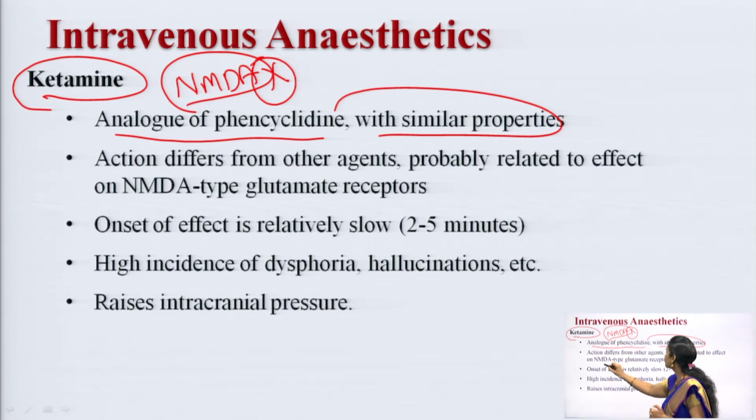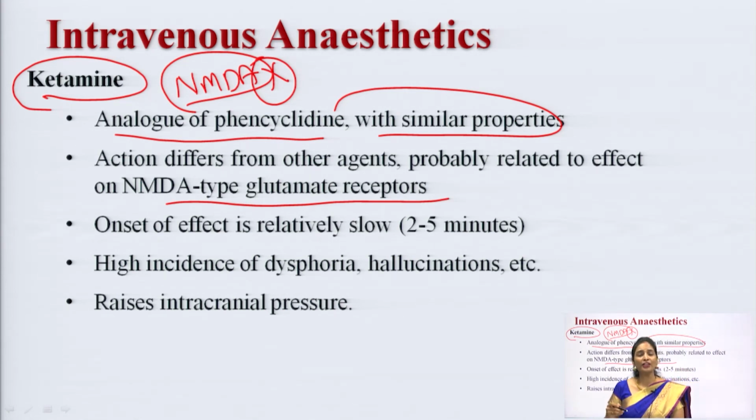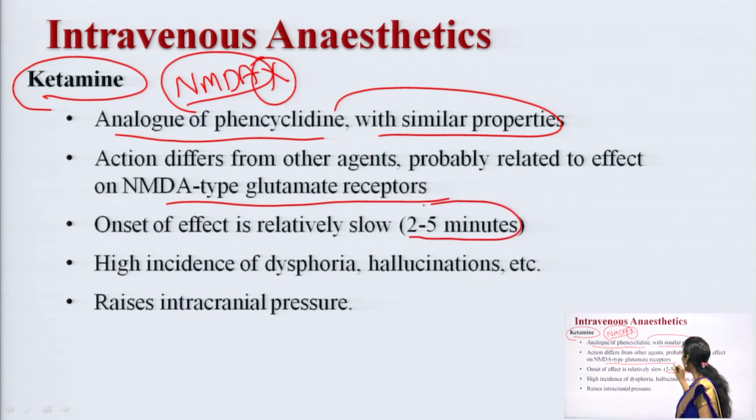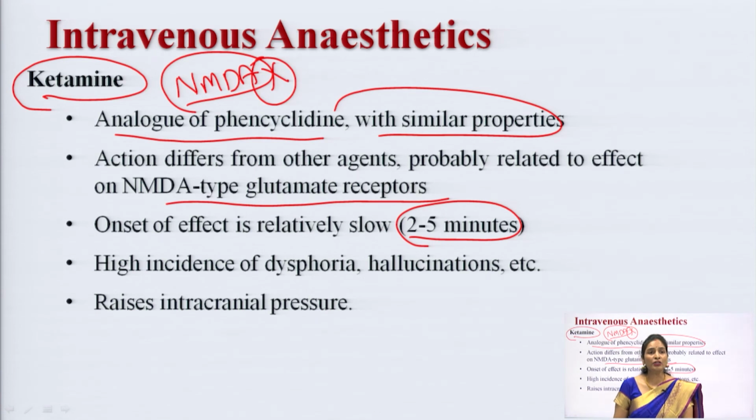Okay? The NMDA glutamate receptor. The onset of action is relatively slow. When you give the drug ketamine, the onset of action is very slow. It means 2 to 5 minutes. There is a high incidence of dysphoria and hallucination when you administer this ketamine drug. You can see side effects like dysphoria and hallucination.